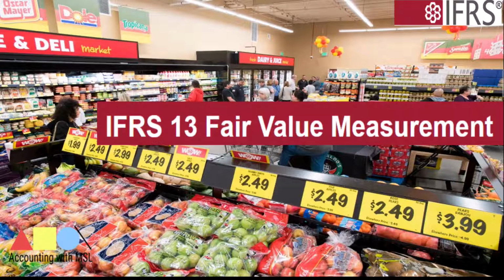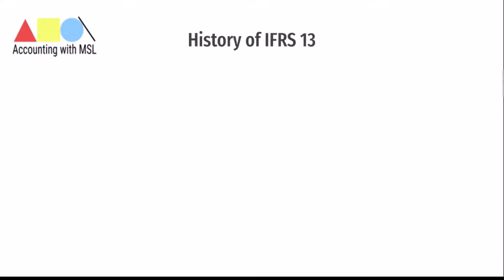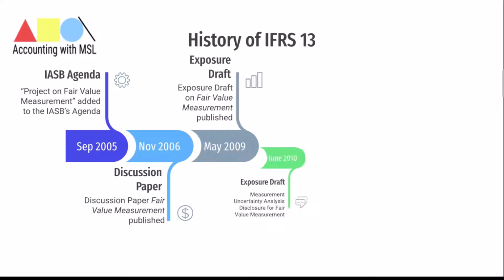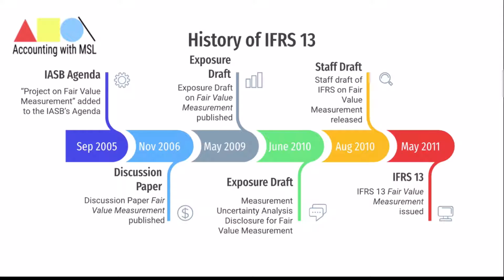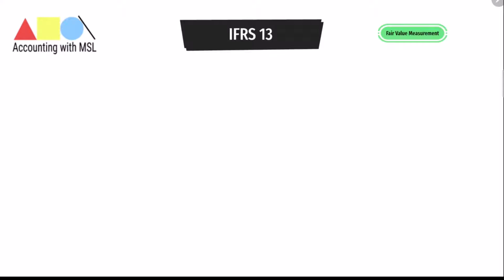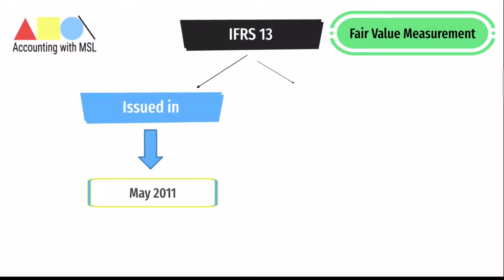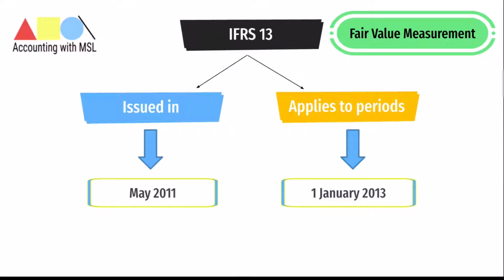This IFRS summary video covers IFRS 13 fair value measurement, which applies to IFRSs that require or permit fair value measurement or disclosures and gives us a single IFRS framework when it comes to measuring fair value. So, a quick recap of where we started from and where we are today. As a standard, it dates back to September 2005 all the way through to May 2011, when IFRS 13 was finally issued. IFRS 13 fair value measurement applies to annual reporting periods beginning on or after 1st January 2013.